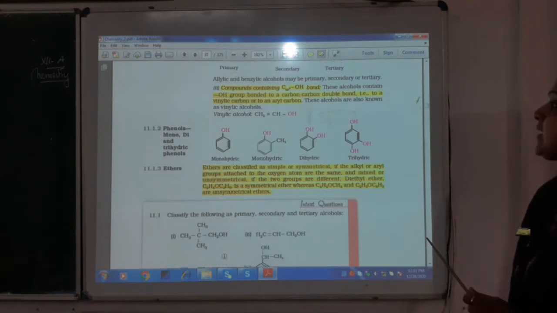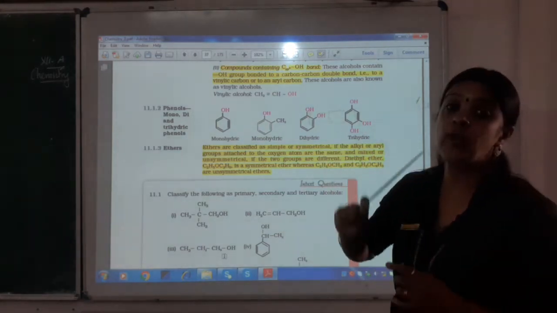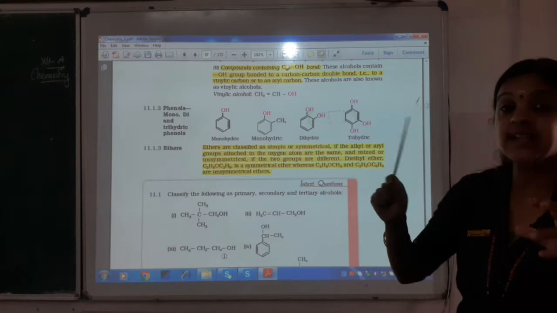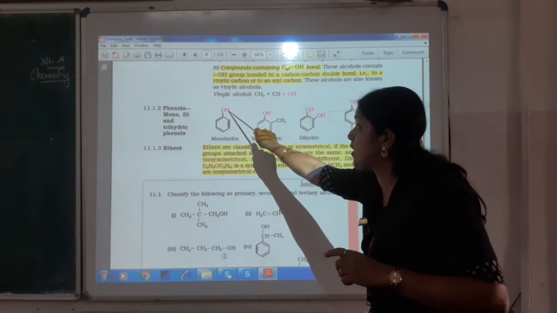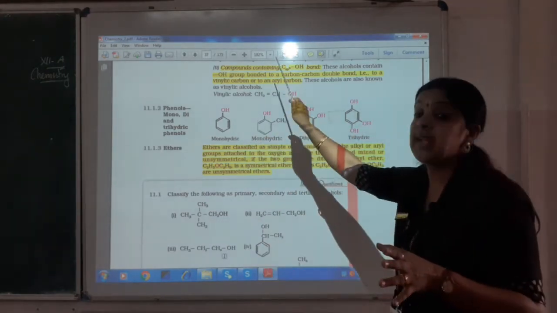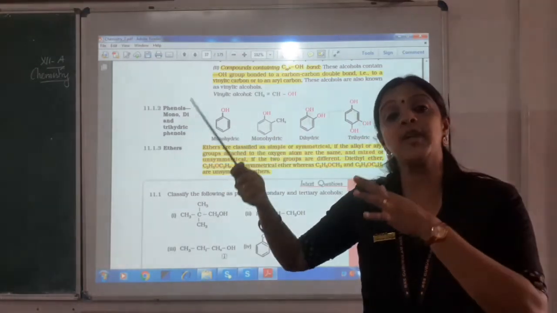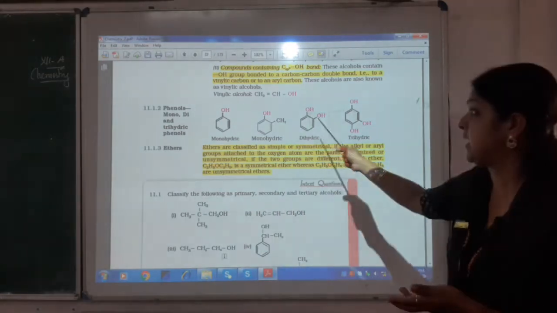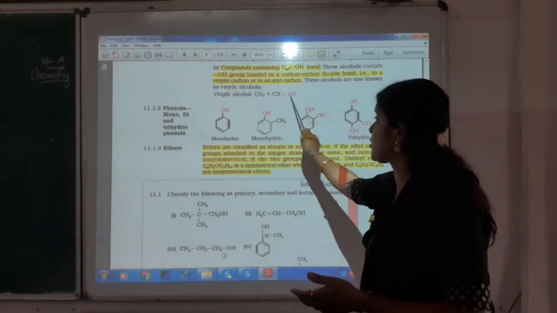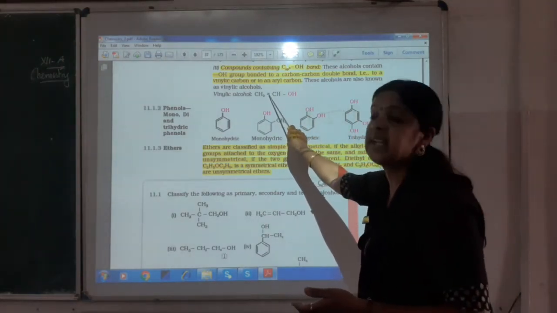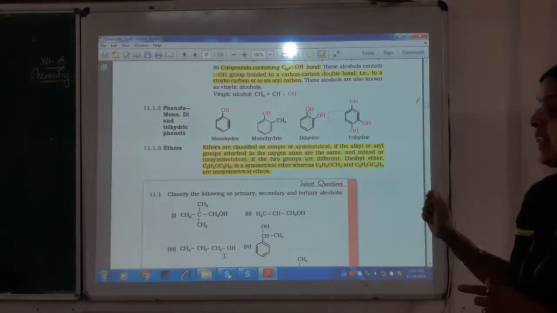Next are compounds containing a C-sp2-OH bond, where the carbon is sp2 hybridized. Where the carbon which is holding the OH is doubly bonded, that is called vinylic. In allylic, the carbon that is holding the OH is attached to the adjacent carbon that is doubly bonded. Here the carbon holding the OH itself has the double bond. Such a structure we call a vinylic alcohol or vinylic structure.